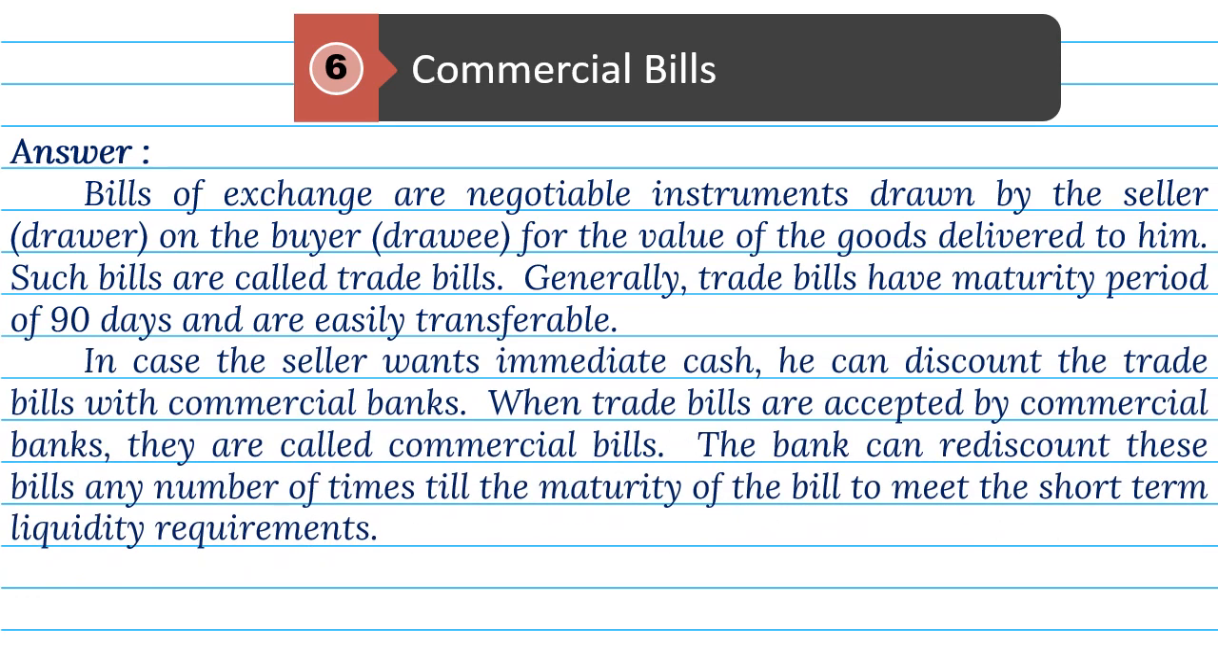In case the seller wants immediate cash, he can discount the trade bills with commercial banks. When trade bills are accepted by commercial banks, they are called commercial bills. The bank can rediscount these bills any number of times till the maturity of the bill to meet the short-term liquidity requirements.